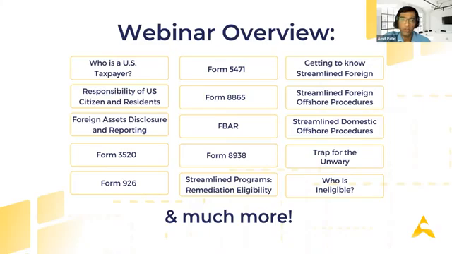What are the responsibilities as a taxpayer to disclose all your assets which are outside the US? There are various forms to comply with all these reporting requirements. A few of the forms that you see on the screen, this list is not exhaustive, it's just inclusive: form 3520, form 926, form 5471, form 8865, form 8938, FBAR, and so on.